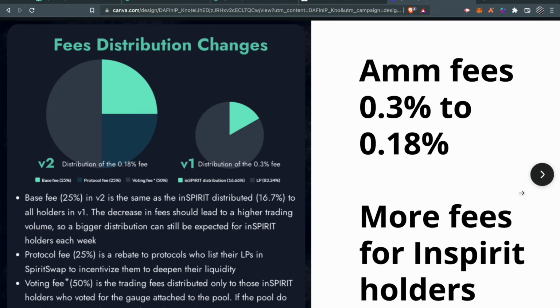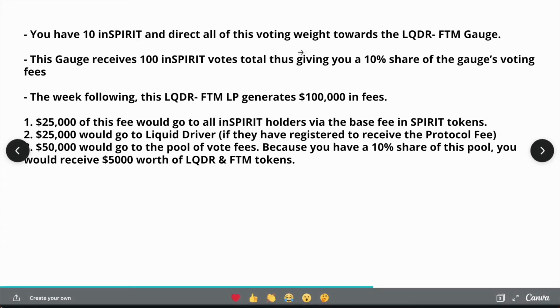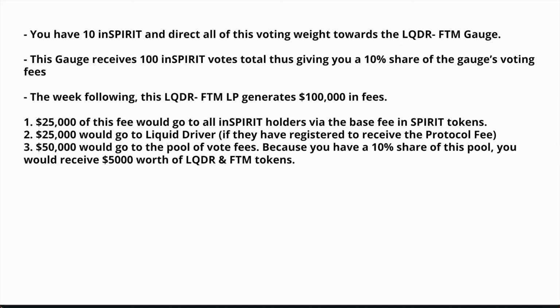Now let's see an example. For example, you are in the LQDR FTM pool and you have 10 inSpirit. You direct all these 10 inSpirit into the LQDR FTM gauge, and this gauge receives 100 inSpirit votes. Therefore, you have a 10% share of this gauge's voting fees. Then the following week, the pool generated 100k in fees. 25k of this fee will go to all inSpirit holders via the base fee. 25k will go to Liquid Driver, the protocol fees, and the 50k will go to the pool of vote fees. Because you have a 10% share of this pool, you will have received 5,000 worth of LQDR and FTM tokens.